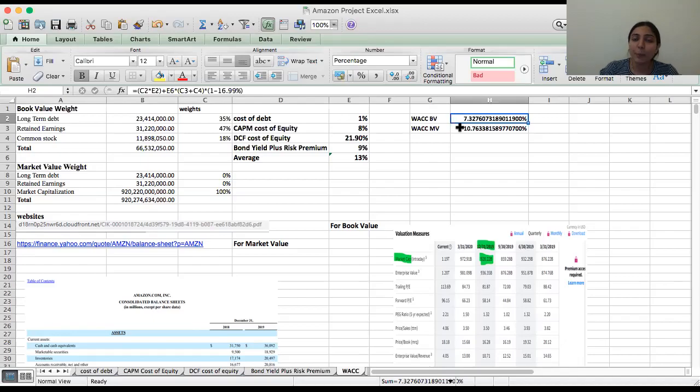Same thing, we have to apply it to the market value weights. The long-term debt weight percentage is multiplied by the cost of debt. And then with the equity, that is market capitalization and retained earnings weights, I combine these two weights and multiply by the average of all the three methods, and then add the debt and the equity, and then multiply it by 1 minus tax rate. So this is the thing.